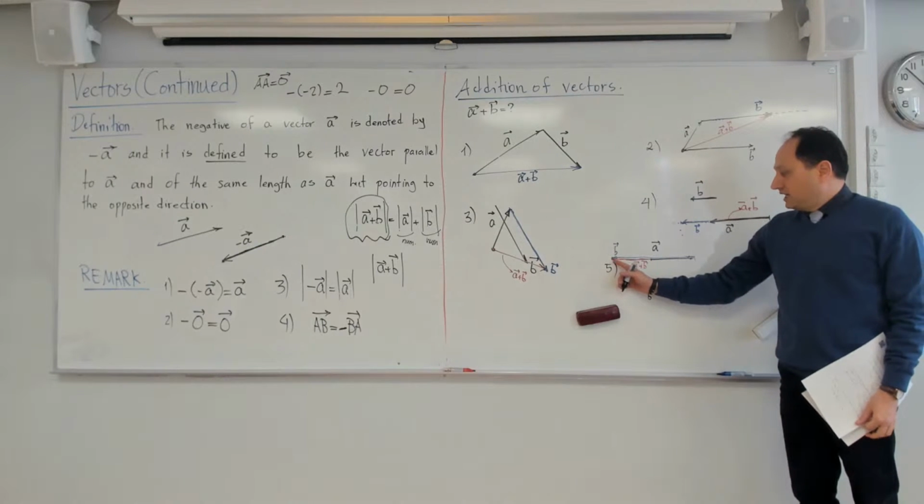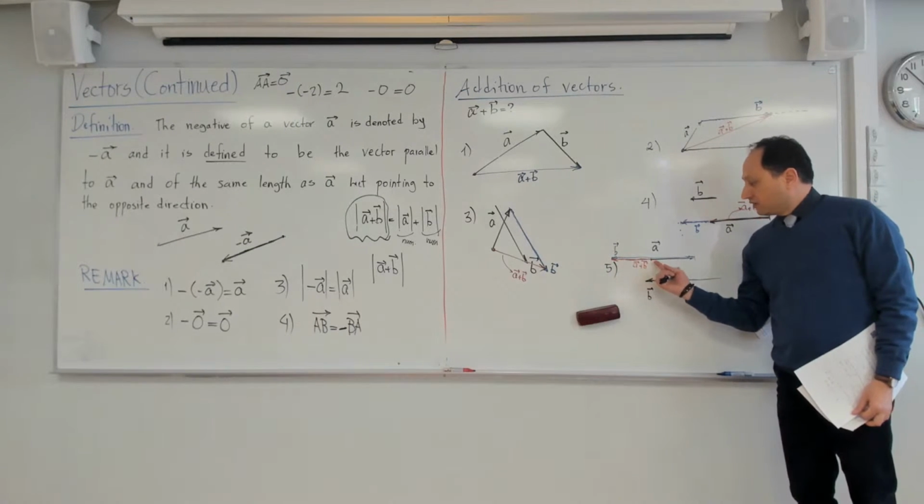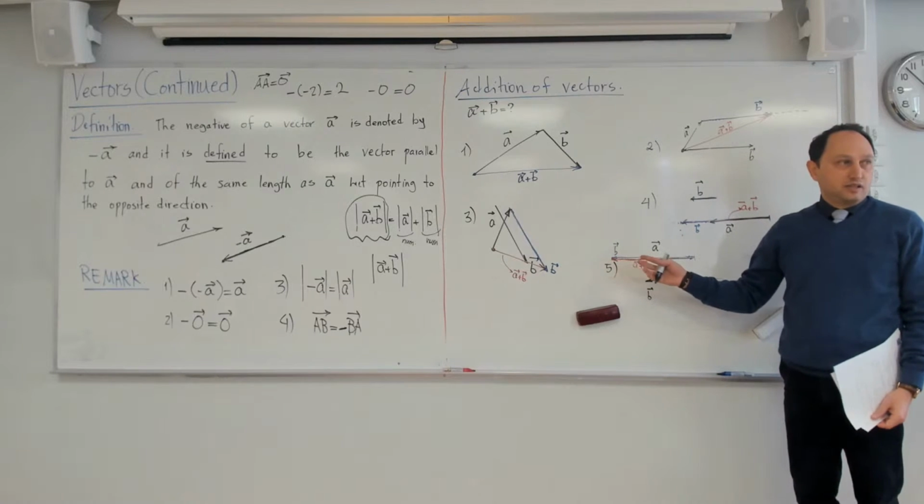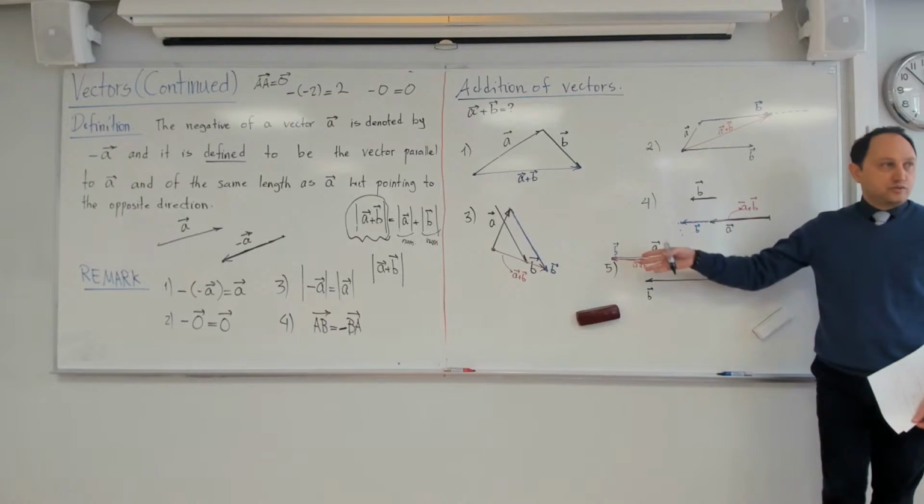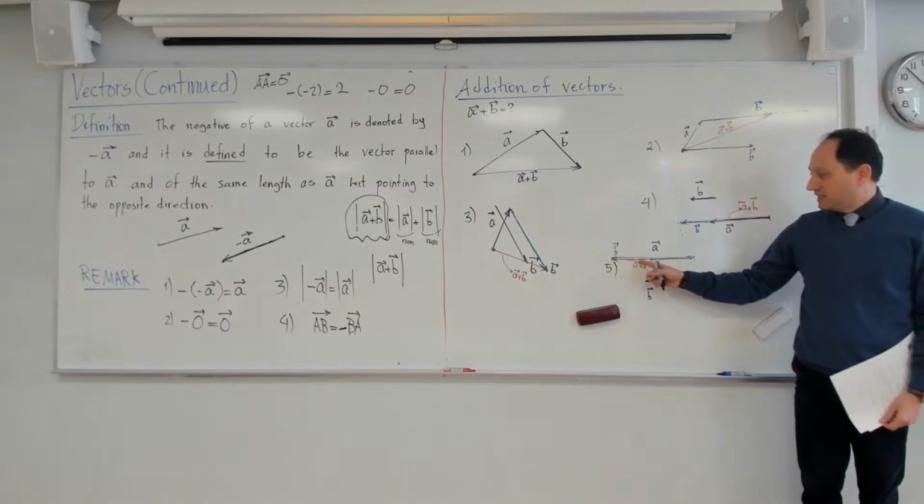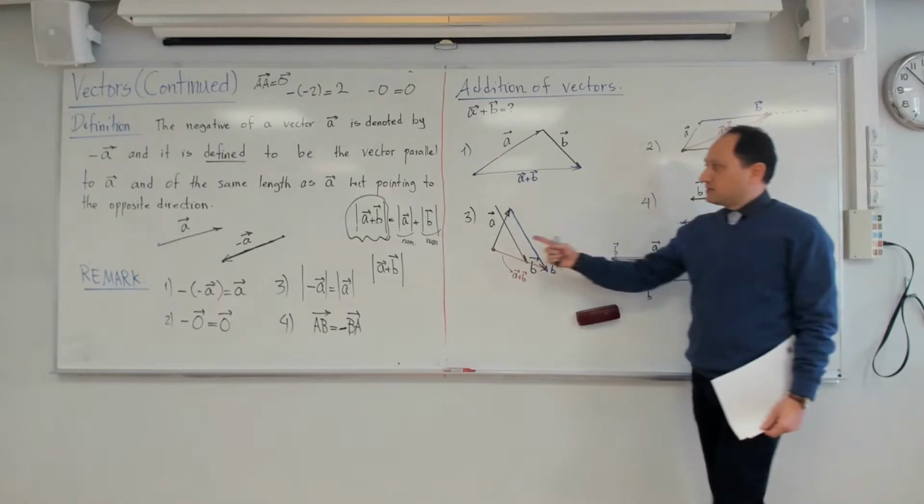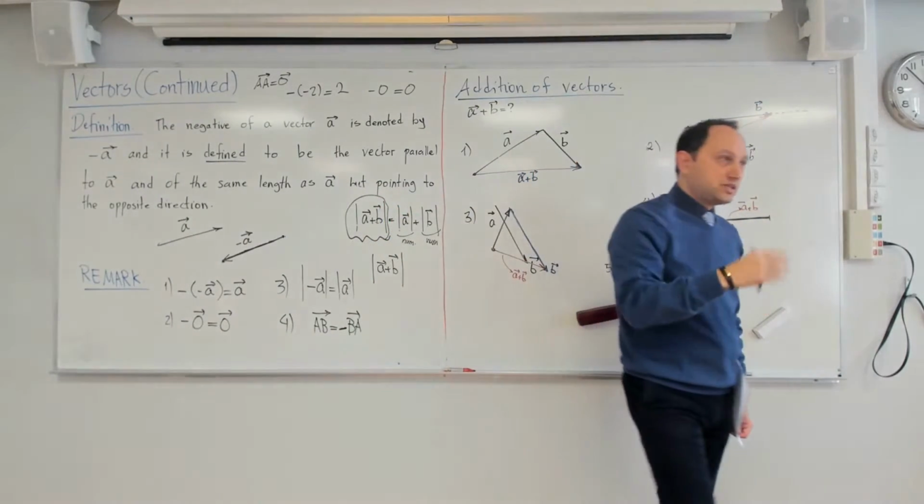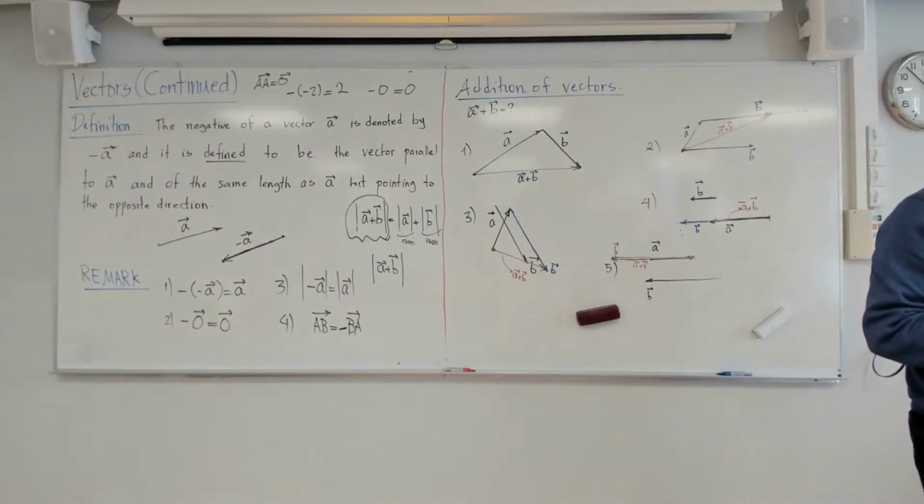you see the length of this red arrow is even smaller than the blue one itself, let alone if I add another one to it. Yes? So you see that in general, there is no guarantee that the length of the sum of two vectors is equal to the sum of the lengths of the two vectors.